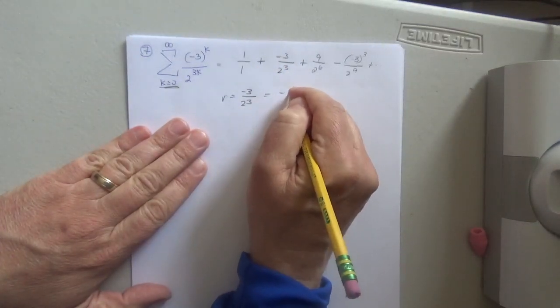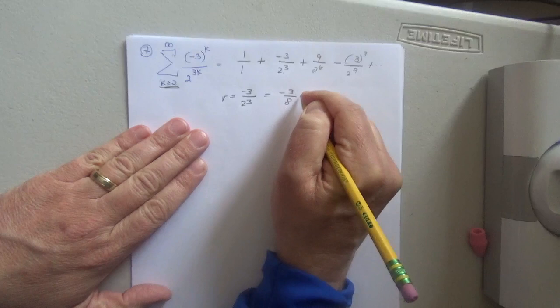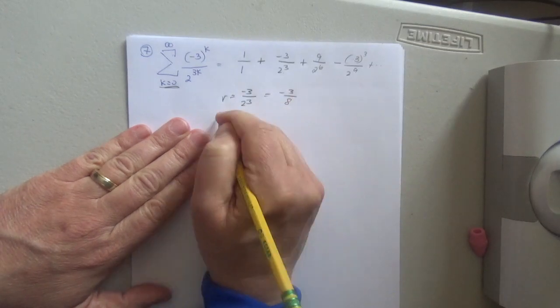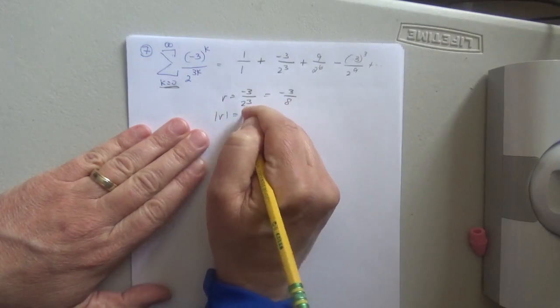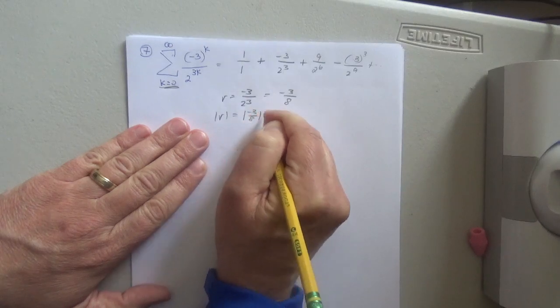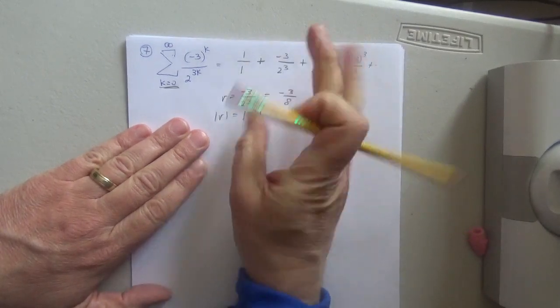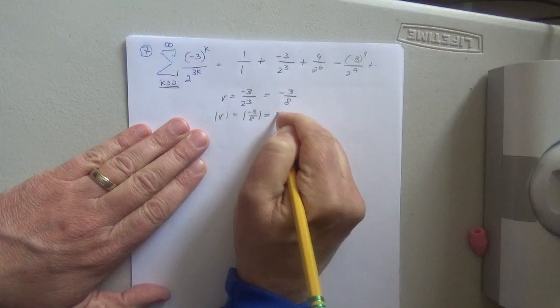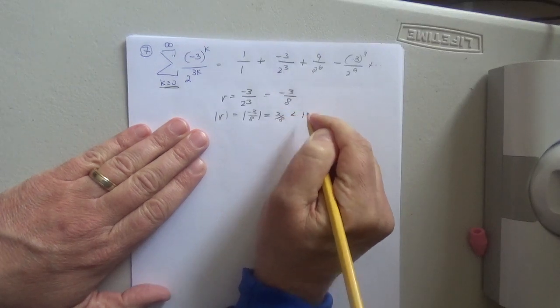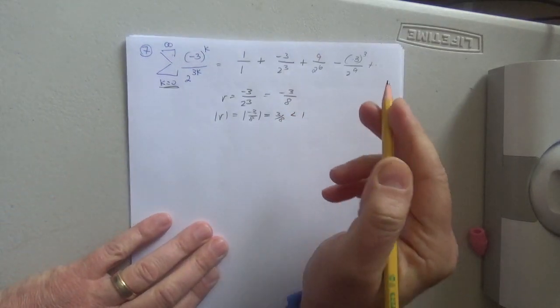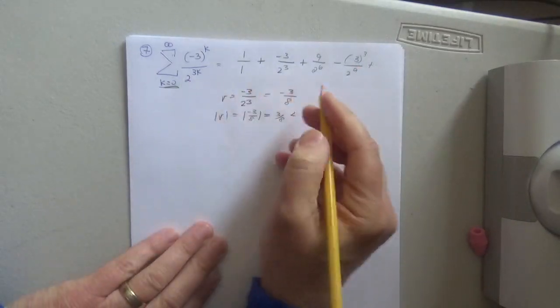So this is the same as negative 3 to the 8th, negative 3/8. So the absolute value of R is the absolute value of 3/8, which is 3/8. Sorry, I can write that down. 3/8, which is less than 1, right? So therefore, this is another convergent geometric. It's just a little ugly looking problem here.